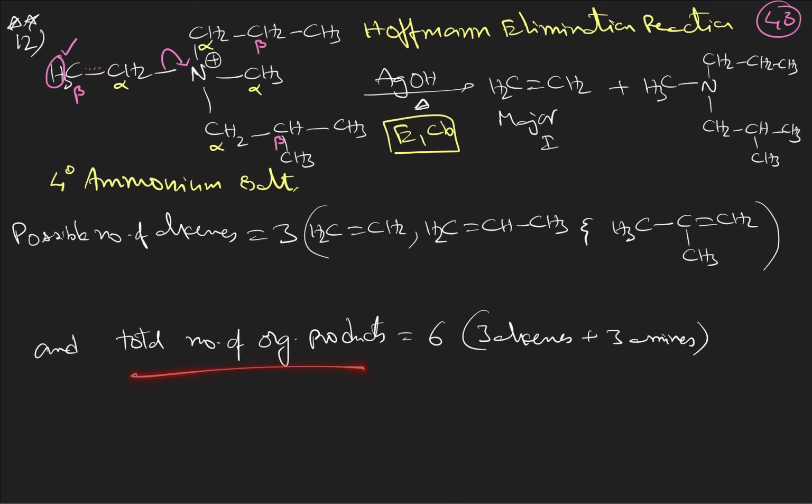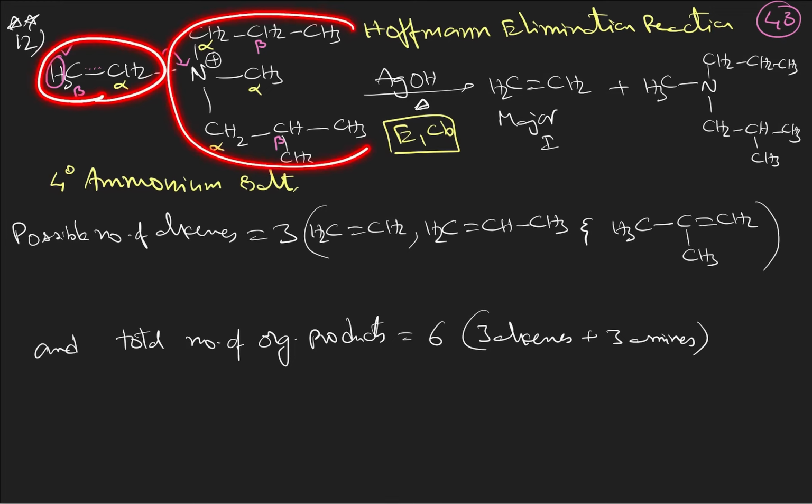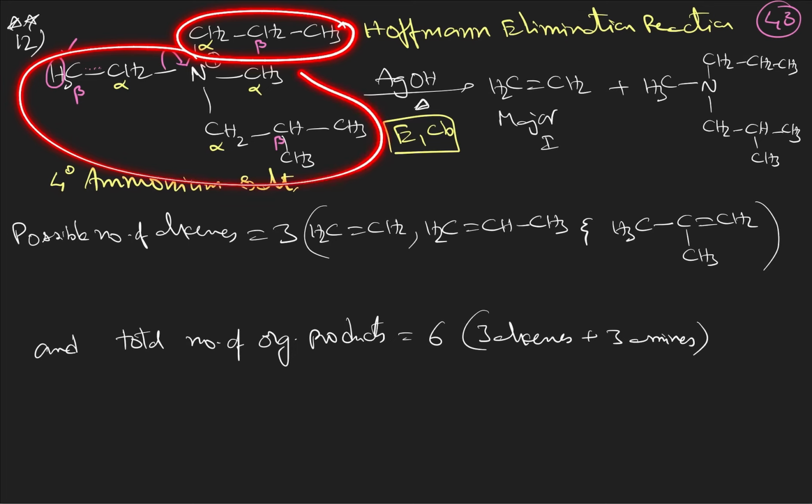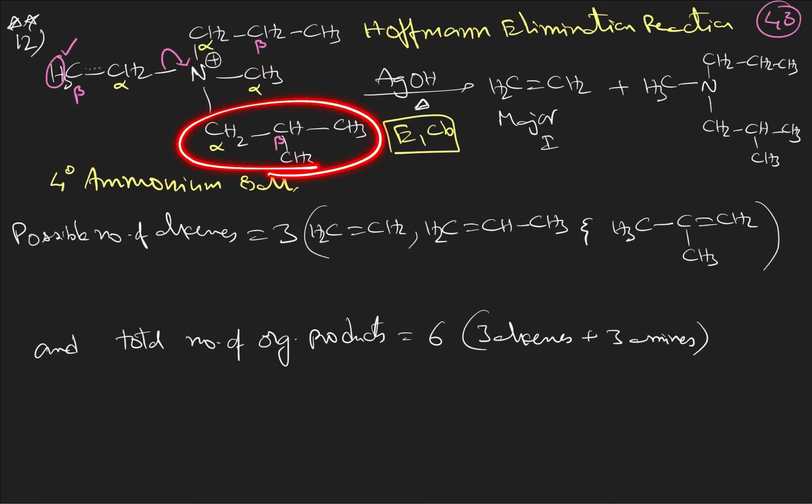And total how many organic products are possible? 3 alkenes plus 3 tertiary amines are possible. Suppose if this is the alkene, this is a trialkyl amine. And if this is the alkene, this is the trialkyl amine. And this is the alkene, this will be the trialkyl amine.